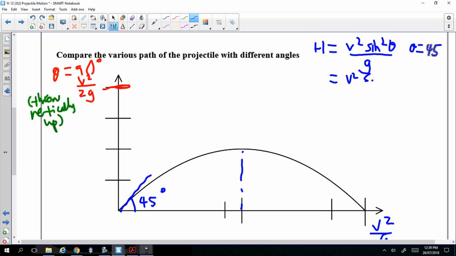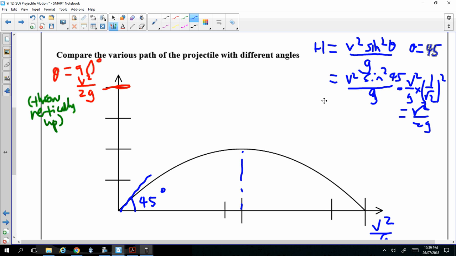Actually, that has a 2 at the bottom, I think. Yes, so it will be v squared over 4g. So v squared over 4g is exactly half of the highest value you can get.